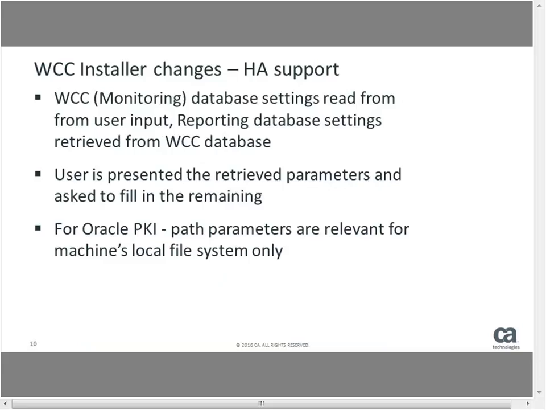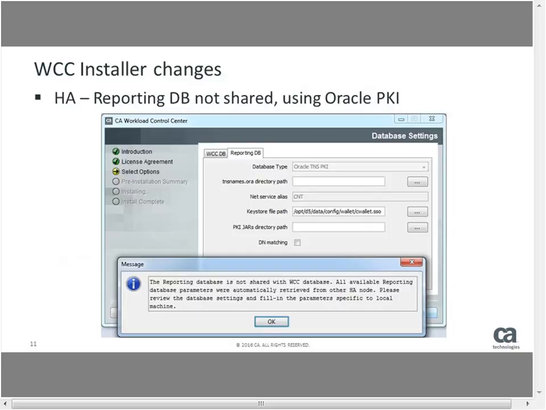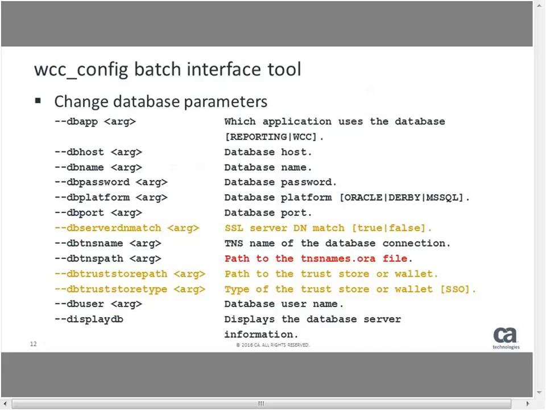So in this case, in installer, you would be presented with a warning message like this, that everything that could be retrieved from the remote machine was retrieved, and you are asked to fill in paths to a configuration file from the local machine in order to use the reporting database the same way as on the other HA node. All right, this concludes the part of what was changed in WCC installer, and I would like to ask Peter to continue with WCC config interface tool.